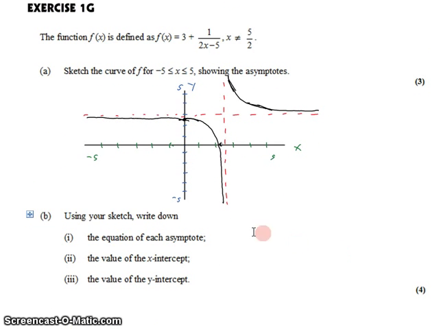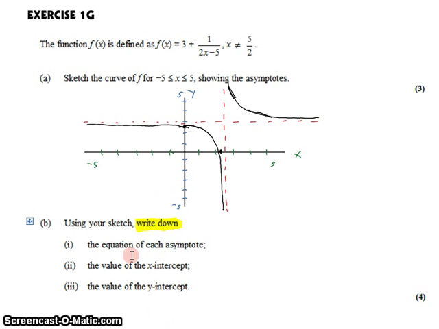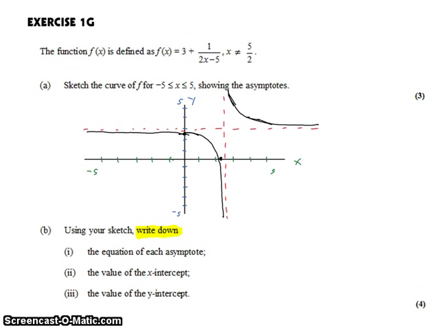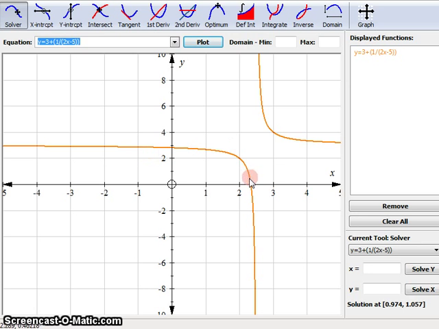Alright, now using our sketch, we want to write down these things. Now the question says write down, so we don't actually have to calculate anything. We can use our calculator to tell us the information. We want the equation of each asymptote. So taking a look in here, we see that the graph levels out pretty clearly at 3, and 2.5 is right there in the middle.